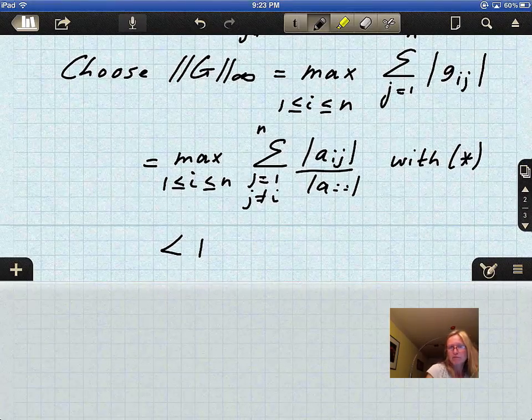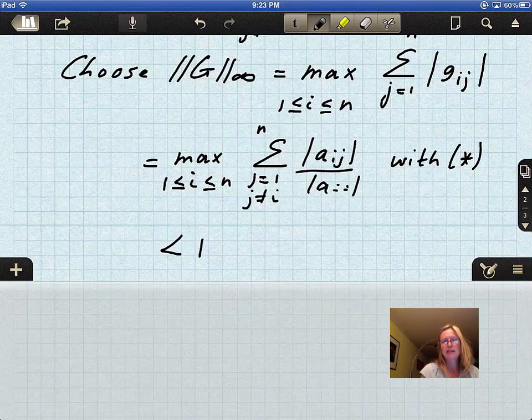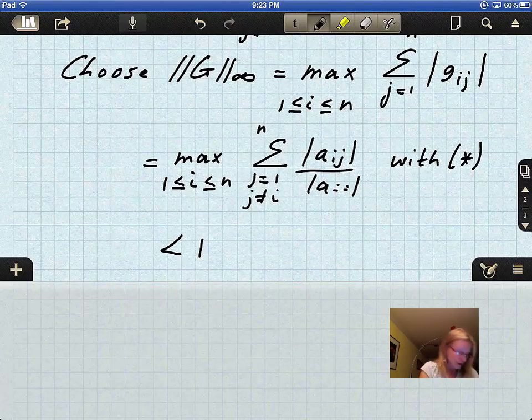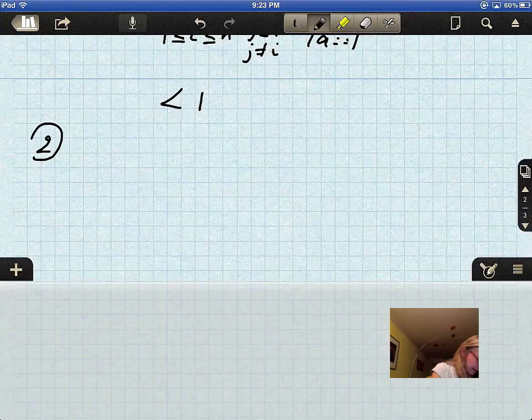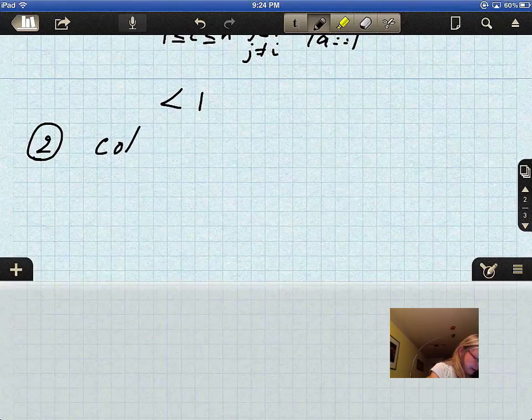It's not necessary, and you see this in the homework, that a necessary and sufficient condition is that the spectral radius is smaller than 1. If this infinity norm is smaller than 1, then we also have that the spectral radius is smaller than 1. And you've shown this in your homework as well, because you know the spectral radius is the smallest norm. Okay, so this was for a row strictly diagonally dominant matrix. What if A is column strictly diagonally dominant?